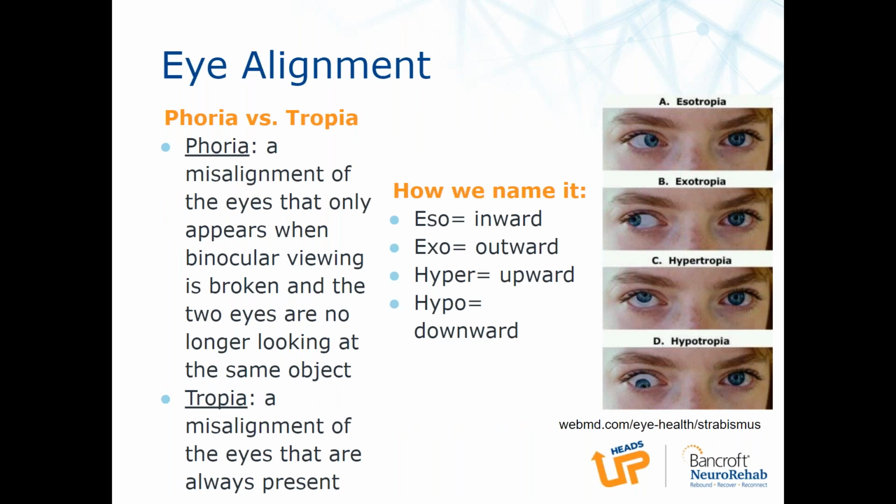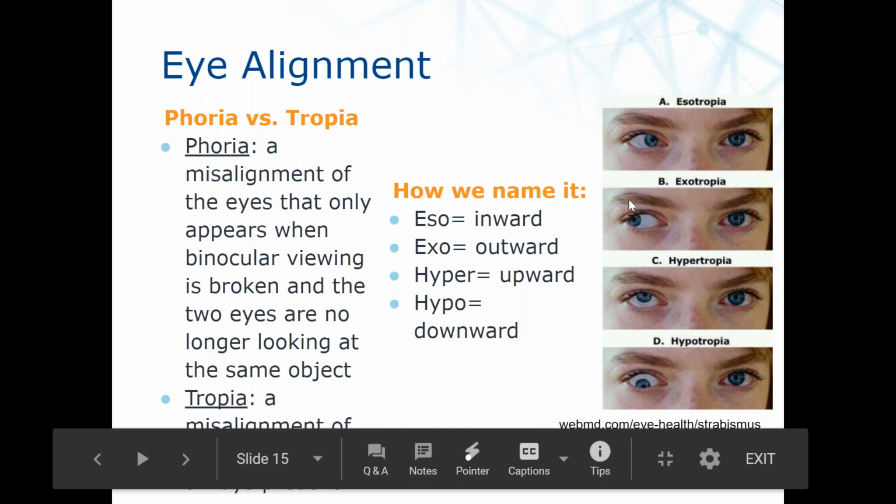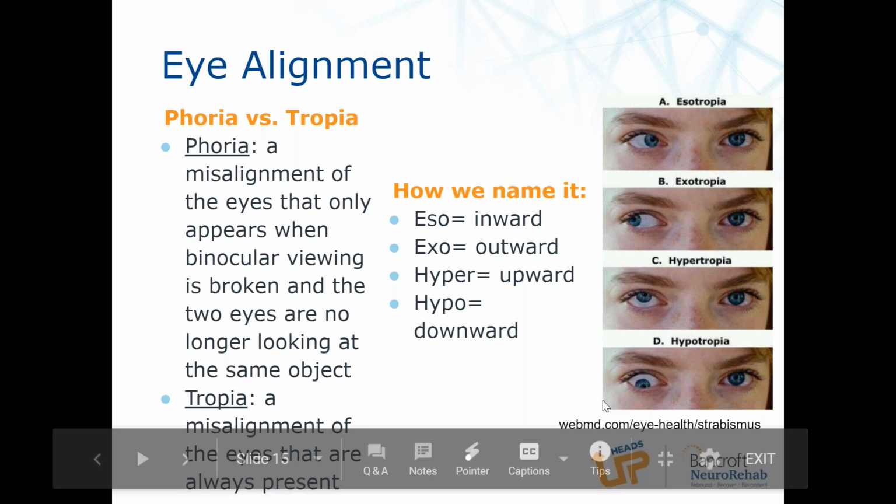So a phoria is going to be a misalignment of the eyes that only appears when binocular viewing is broken and the two eyes are no longer looking at the same object. So again, much harder to detect. Opposite of that, a tropia is going to be a misalignment of the eyes that is always present. So these pictures here on the right are all examples of a tropia.